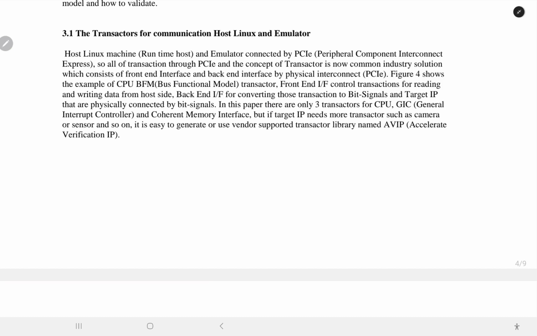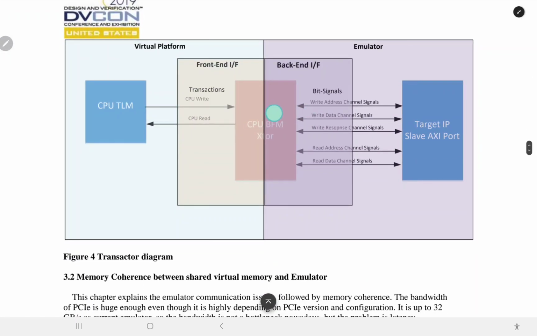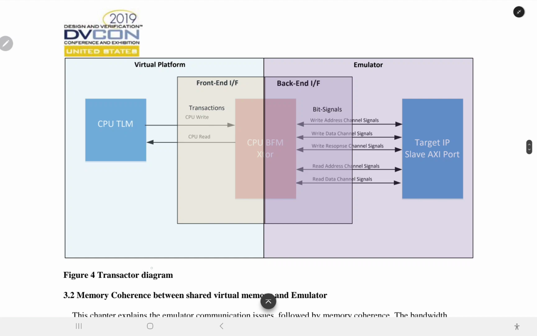interface. But if the target IP needs more transactors, such as a camera or a sensor, it is easy to generate one or use the vendor-supported transactor library named AVIP, Accelerated Verification IP. Figure 4, transaction diagram.